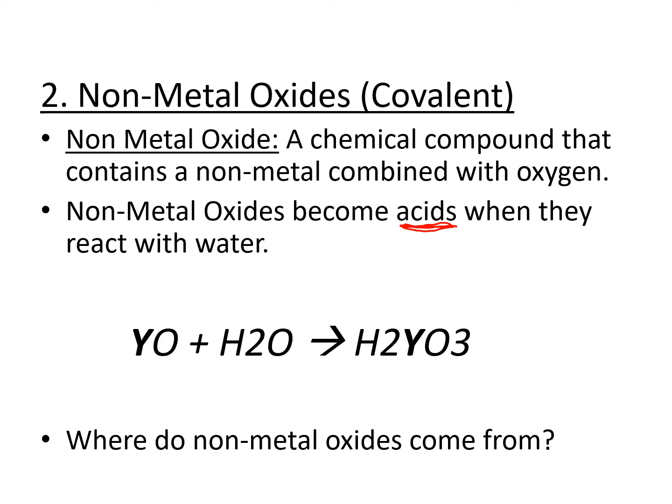So an example of a non-metal oxide you might see is carbon dioxide. And when I'm in class, I'll do this demonstration here. But say if you take carbon dioxide and you add it to some water, it's going to produce an acid. When you make your acid, you just kind of mush everything together, making sure that usually your hydrogens go first.